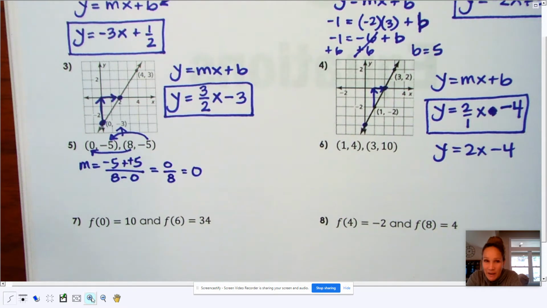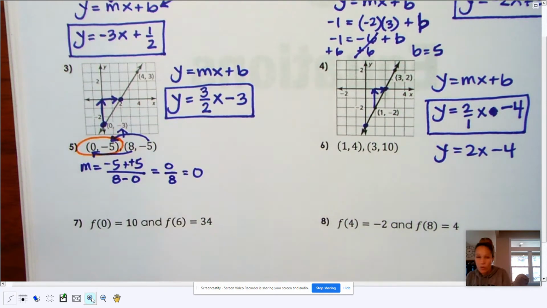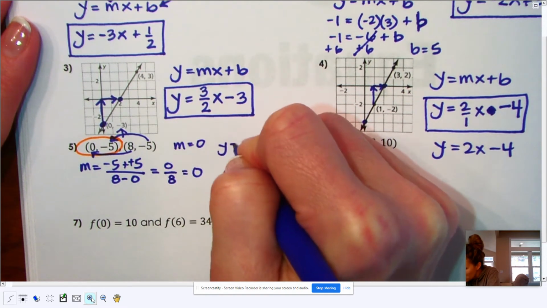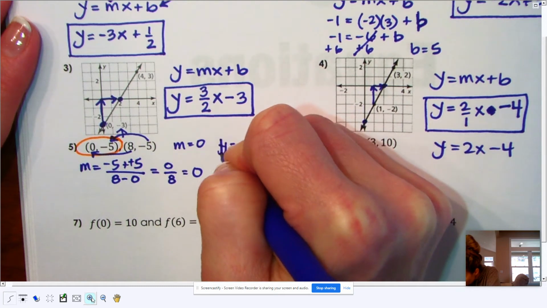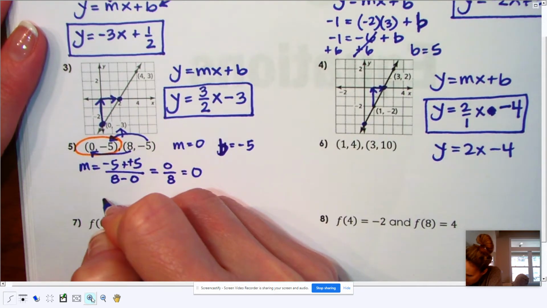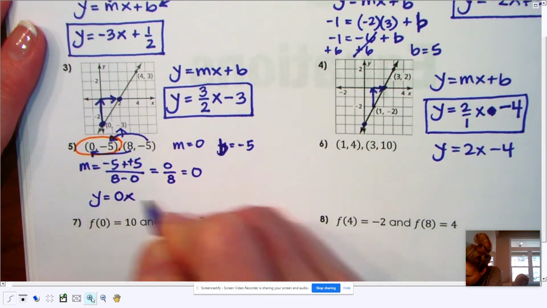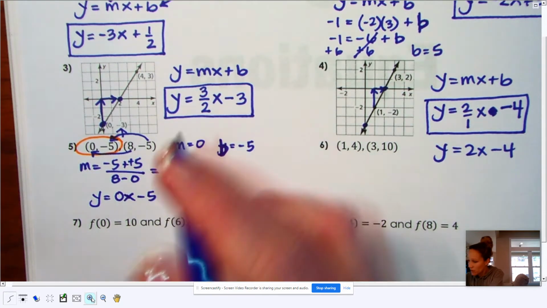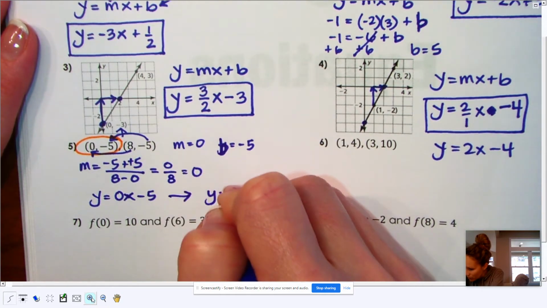Okay, the other thing we want to do is we want to find b. Well, remember that the y-intercept occurs wherever x is equal to 0. And so we have that information. We know that when x is 0, y is -5. So I know m is 0. I know that y is -5, sorry, the y-intercept, which would be b. So I can write that as an equation, y equals 0x minus 5. Now, if you're going to simplify that, what that really looks like is just y equals -5.